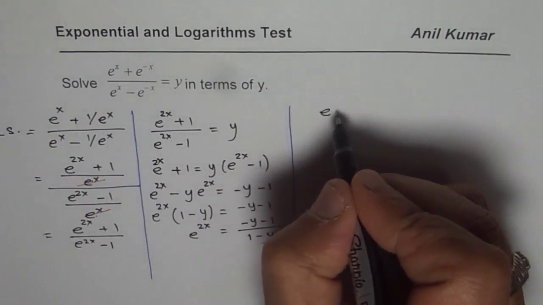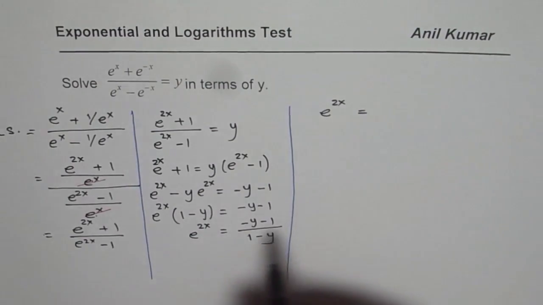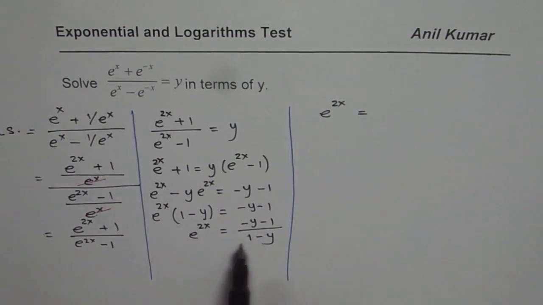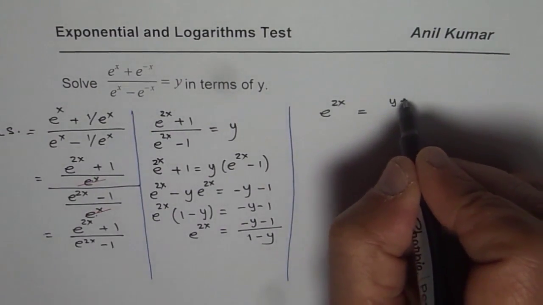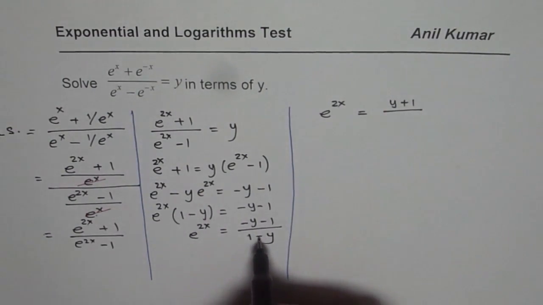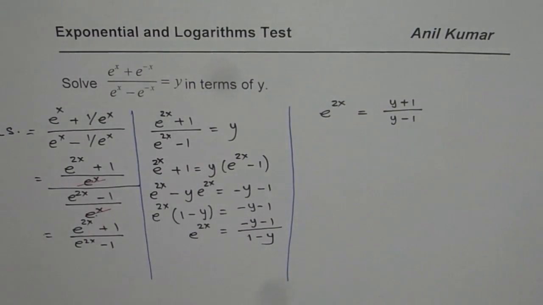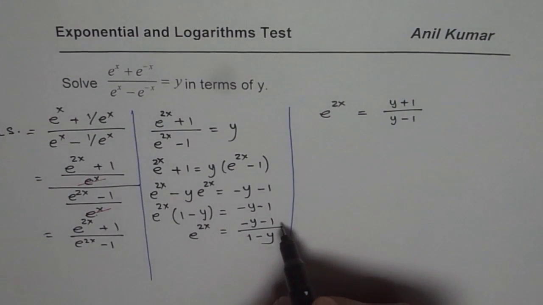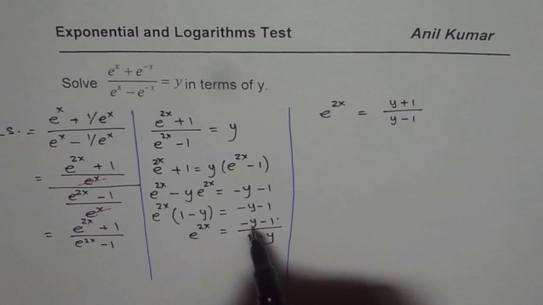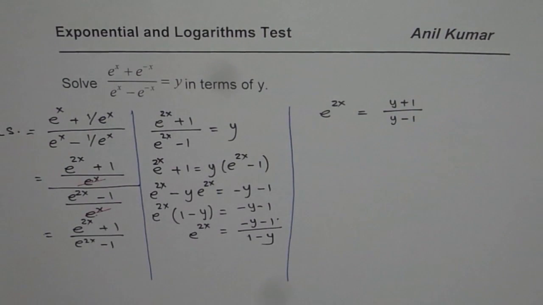So I'll rewrite this equation as e to the power of 2x equals, if I take negative common in both, I get y plus 1 in the numerator, and here if I factor out negative, I get y minus 1 in the denominator, right? So multiplying by negative in numerator and by negative in denominator will make these positive, y positive, and we'll just change the sign, correct? So we get that as our answer. e to the power of 2x is equal to y plus 1 divided by y minus 1.